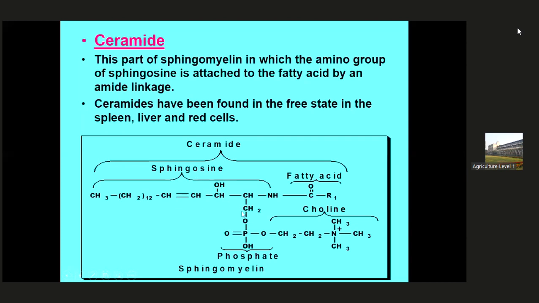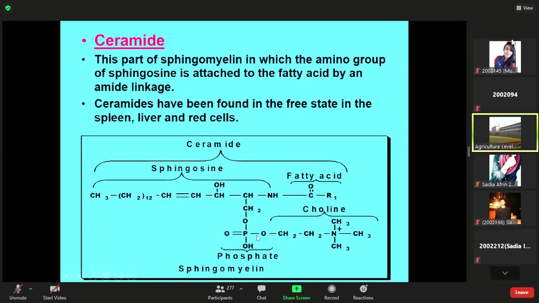and this hydroxyl group will link with this phosphate, so this is a phospholipid. Now it is a sphingophospholipid, and additionally the phosphate group contains the choline group. So the total is called sphingomyelin.